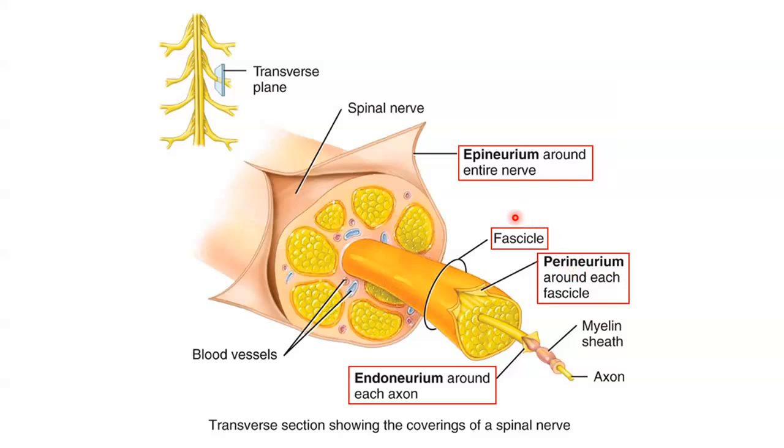The outermost covering of the entire nerve is what we call the epineurium. So epi refers to the outer layer or being on top of other layers, and it surrounds groups of fascicles. So from smallest to largest, we have axons surrounded by an endoneurium. We have a fascicle, which are bundles of axons surrounded by a perineurium. And then we have groups of fascicles surrounded by an epineurium, which then makes up our spinal nerve.